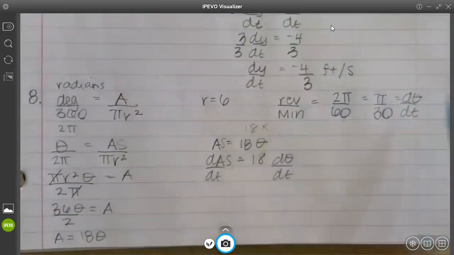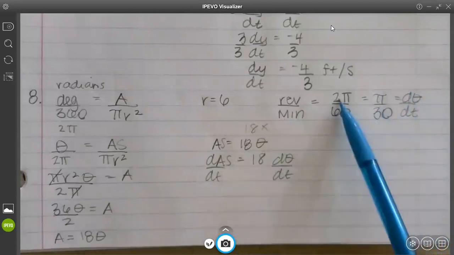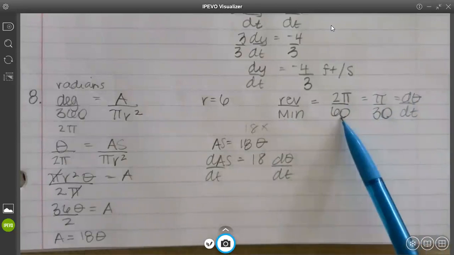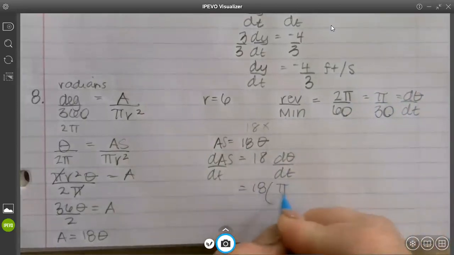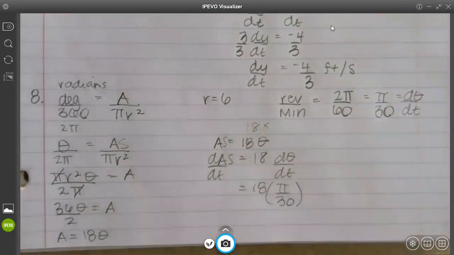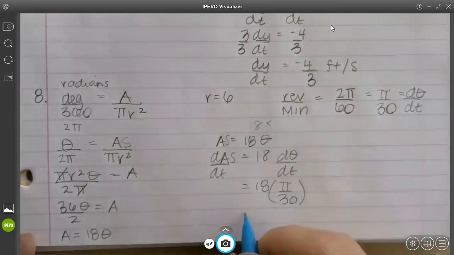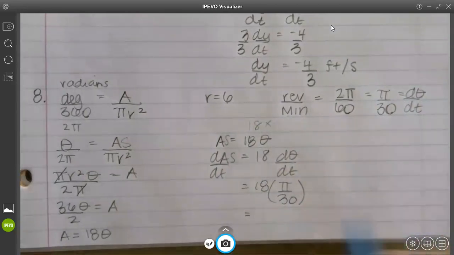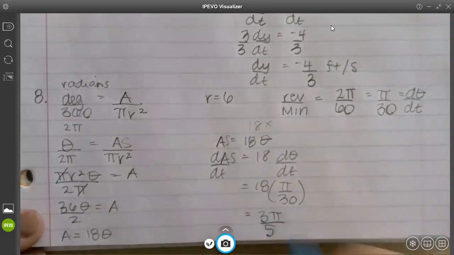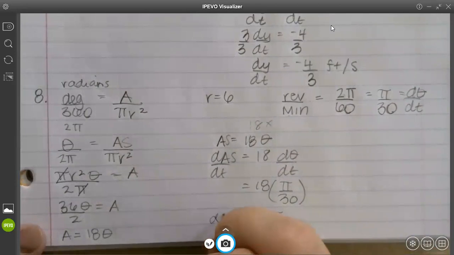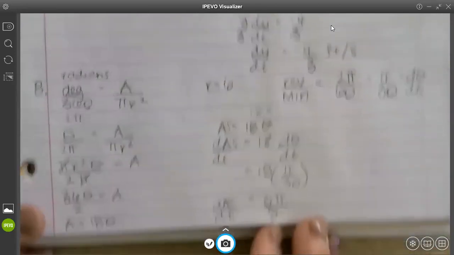So why did we do revolutions per minute? What is your theta going to be? Your 2 pi, that's your angle. You're going all the way around the circle. What was your time for that? It took 60 minutes to do that. So we get 18 times pi over 30. What does 18 over 30 reduce to? 3 over 5. This is area of a sector with respect to time.